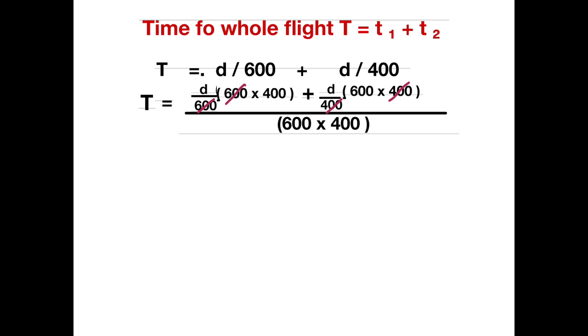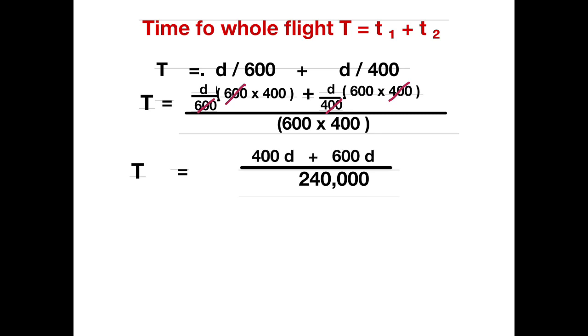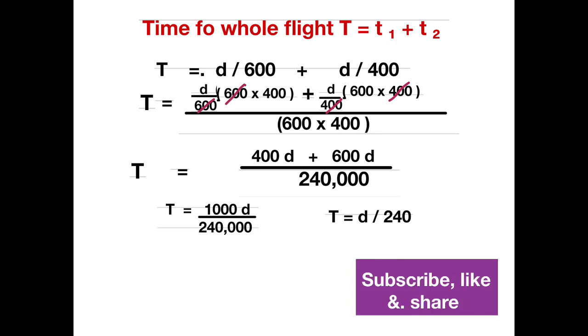So what is left now? 400 into d plus 600 into d. If we multiply 600 by 400, we get 240,000, and write 400d plus 600d which were remaining. When you add 400 plus 600, you write 1000. Since d is common, you can take d common and write it one time. So 1000d divided by 240,000. Now you can cancel out the zeros. The three zeros can be cancelled out, and you're left with 1 by 240 into d, or you can write d by 240.